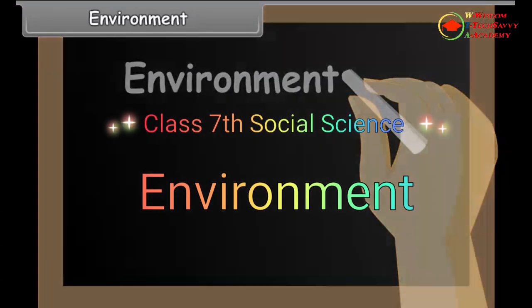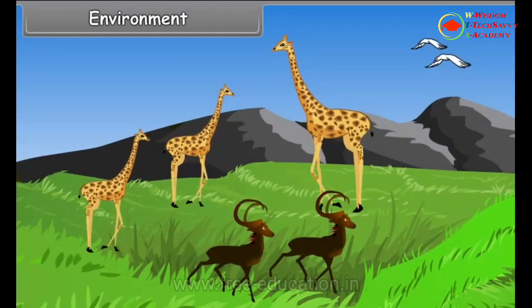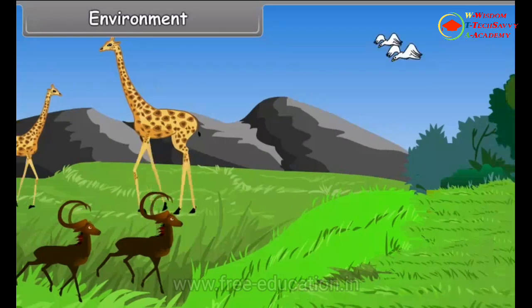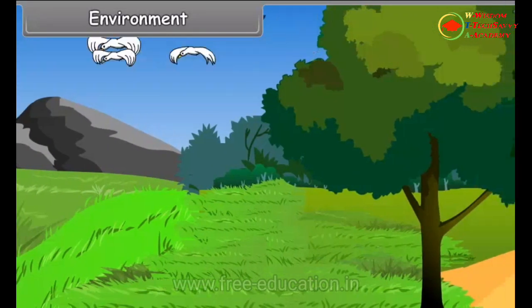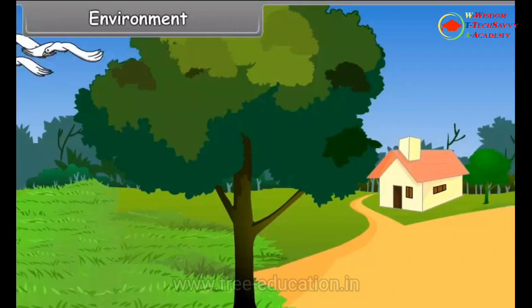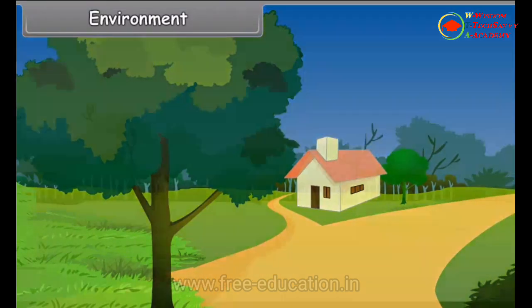Environment. Our earth is the home of humankind. All kinds of plants and animals also live on the earth. We cannot live in isolation from other forms of life as we depend upon them for our food and other necessities of life. Thus, we live in a particular surrounding.